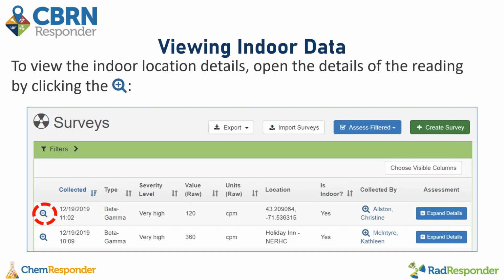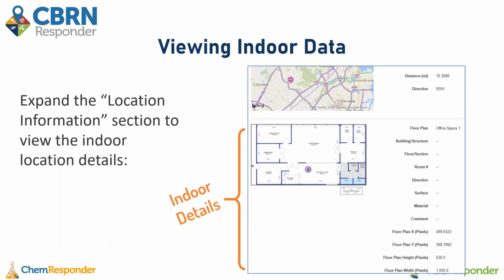To view the details of any data that's marked as being indoors, I can click that blue magnifying glass, and I'll be brought to that Reading Details page. If I scroll down a bit under the Location Information section, I can view all the indoor details, including an image of the floor plan and where that point was taken, and the scale if it was defined.